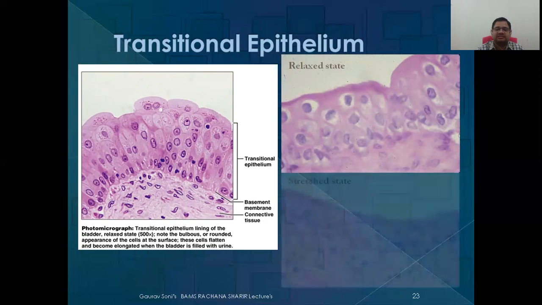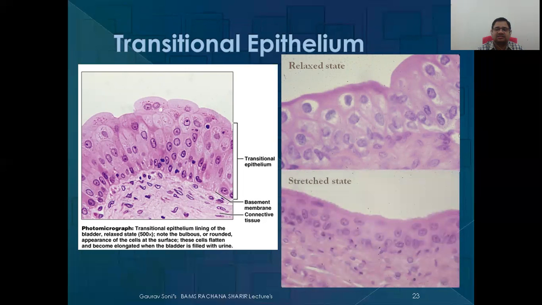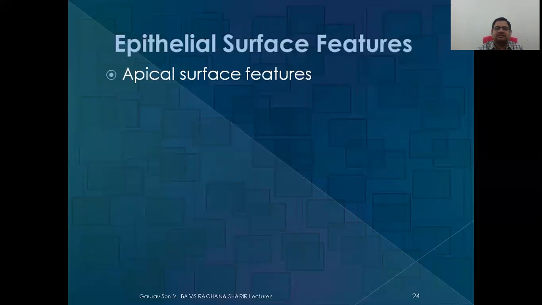This is the relaxed state. This is the stretched state. In the relaxed state, you can see the cells a little bit vacant, but in the stretched state, everything is tightly filled. Then, what are the specific points about epithelial surface features?